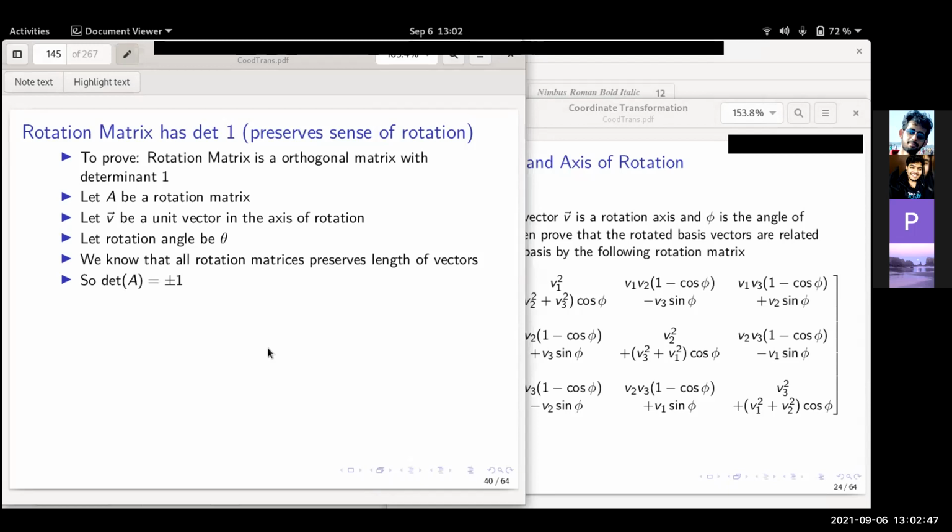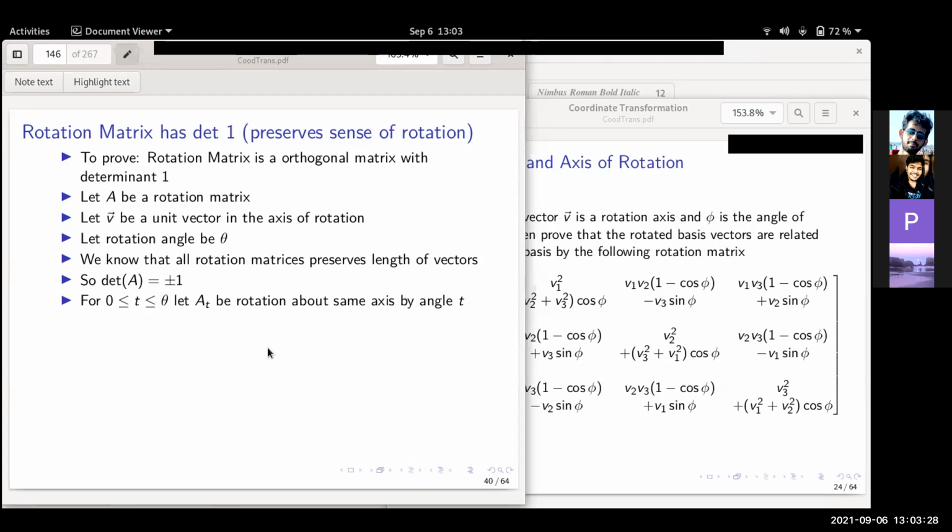And we have seen that the determinant of A is ±1. That is what we derived recently. We have to see how we can do better than this. So let us consider a series of matrices A(t), where t is greater than or equal to 0 and less than or equal to theta. That means t is between 0 and theta. Let A(t) represent the rotation matrix about the same axis V, but now the angle is any angle between 0 and theta.